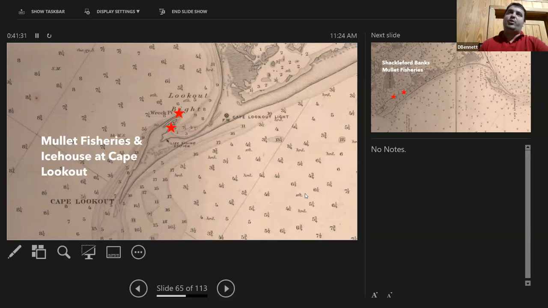And inside the bight, there were mullet fisheries. And there's also an ice house in the late 19th century. And there are schooners from Maine delivering ice to the bight, to this particular ice house, which was owned by George Ives. And so they're catching fish at Cape Lookout, immediately icing it, putting it on boats bound for Morehead City, which is then put on trains and shipped out from that location.